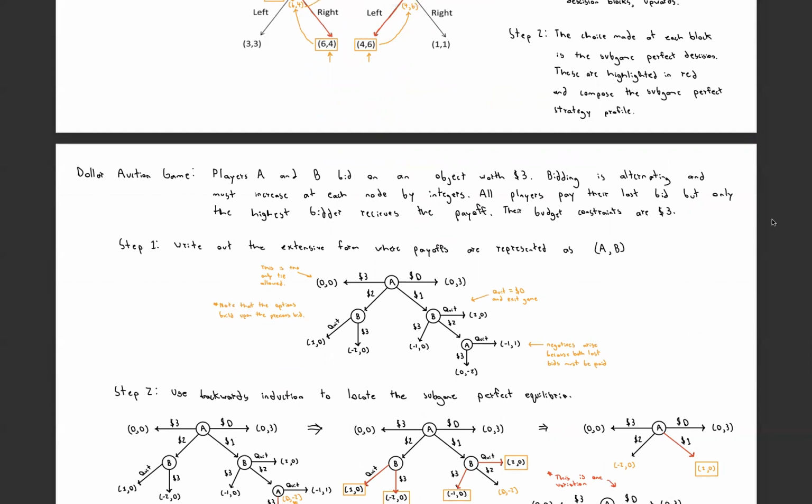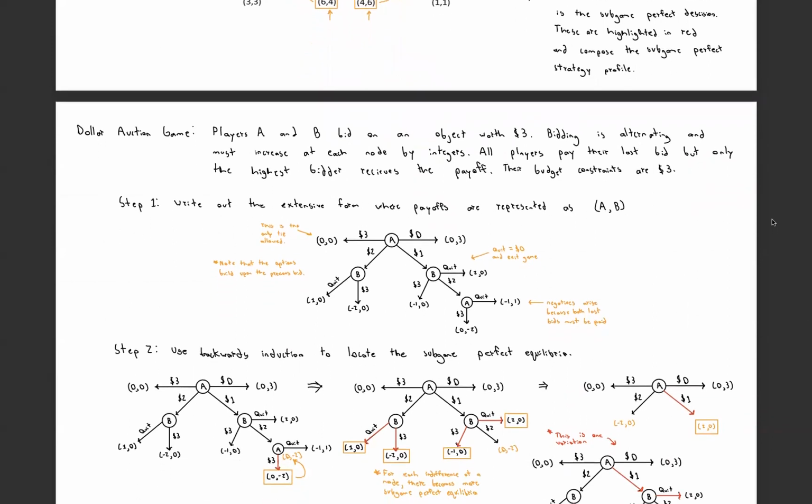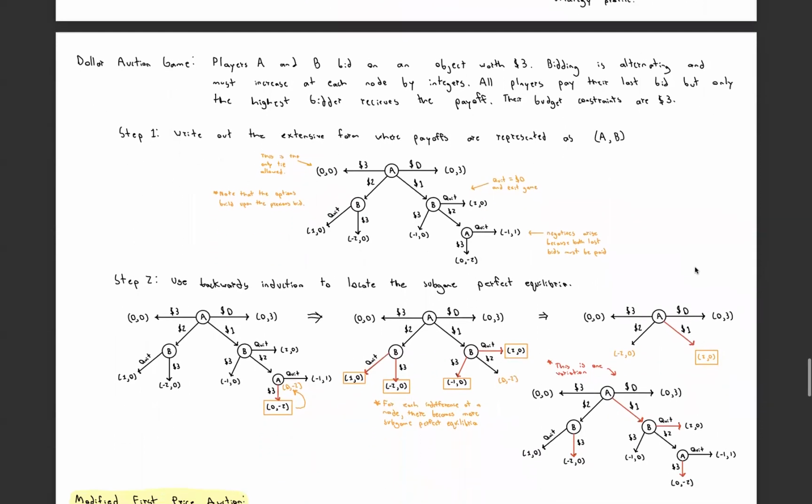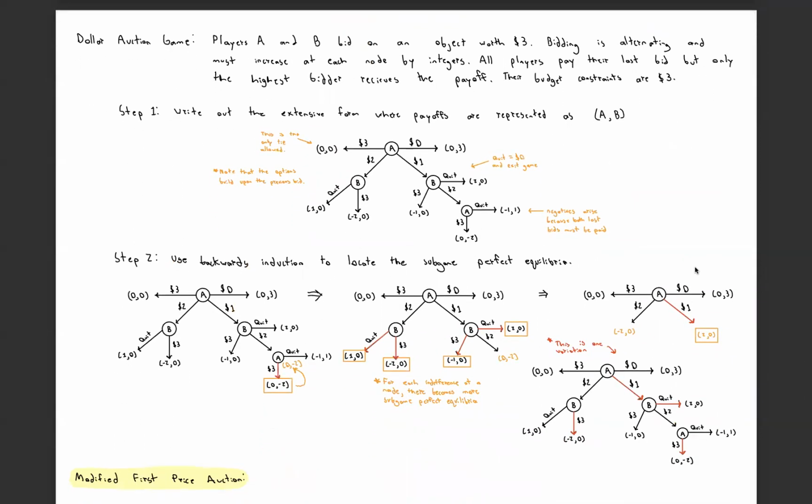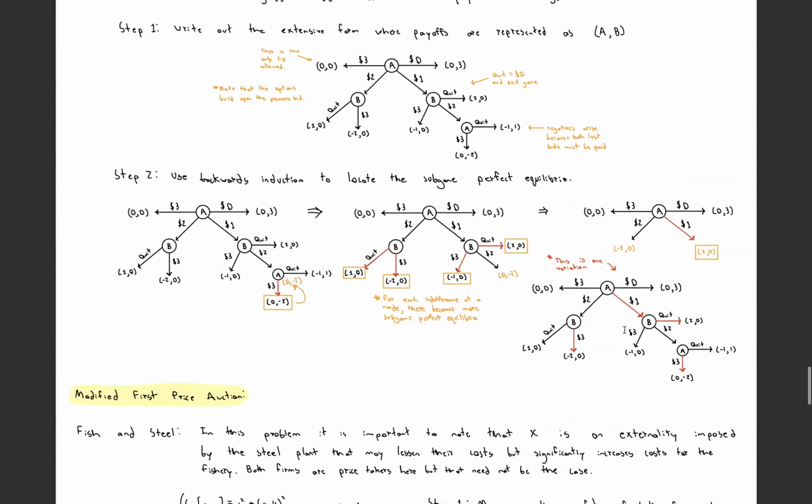So step 1, we're going to write out the extensive form where payoffs are represented as A, comma B for each player. And you're just going to walk through logically, similar to above. But the big thing here is that if you're going to use backwards induction, these problems can take up a little bit of time if you don't just do them in your head. But basically, you're going to be using backwards induction to locate the subgame perfect equilibria. And again, just another problem that I've left there for you.